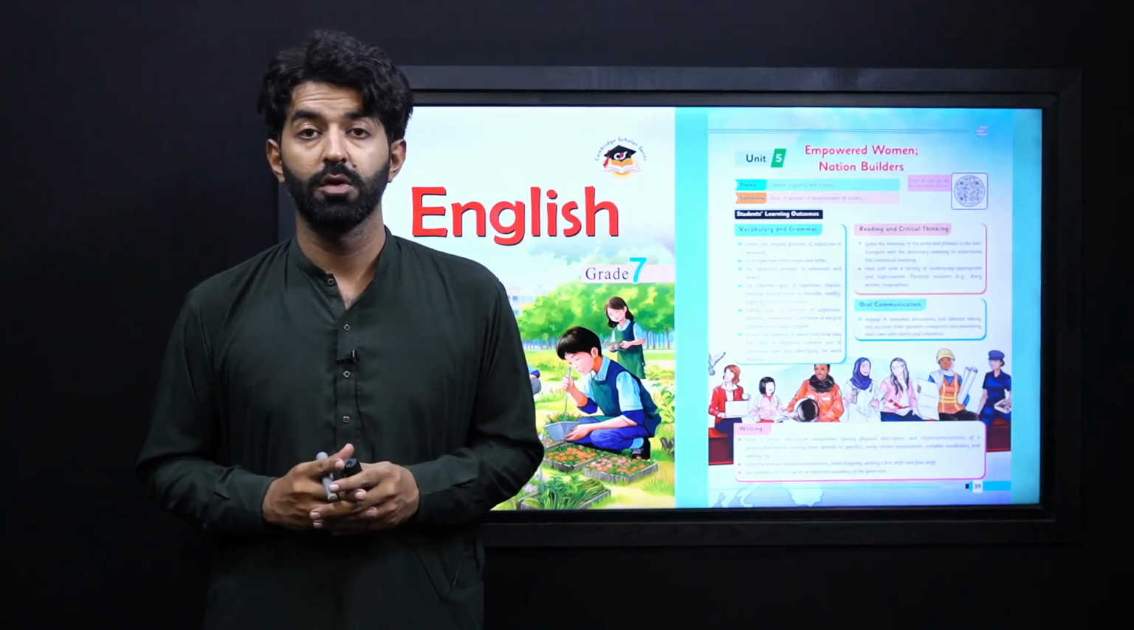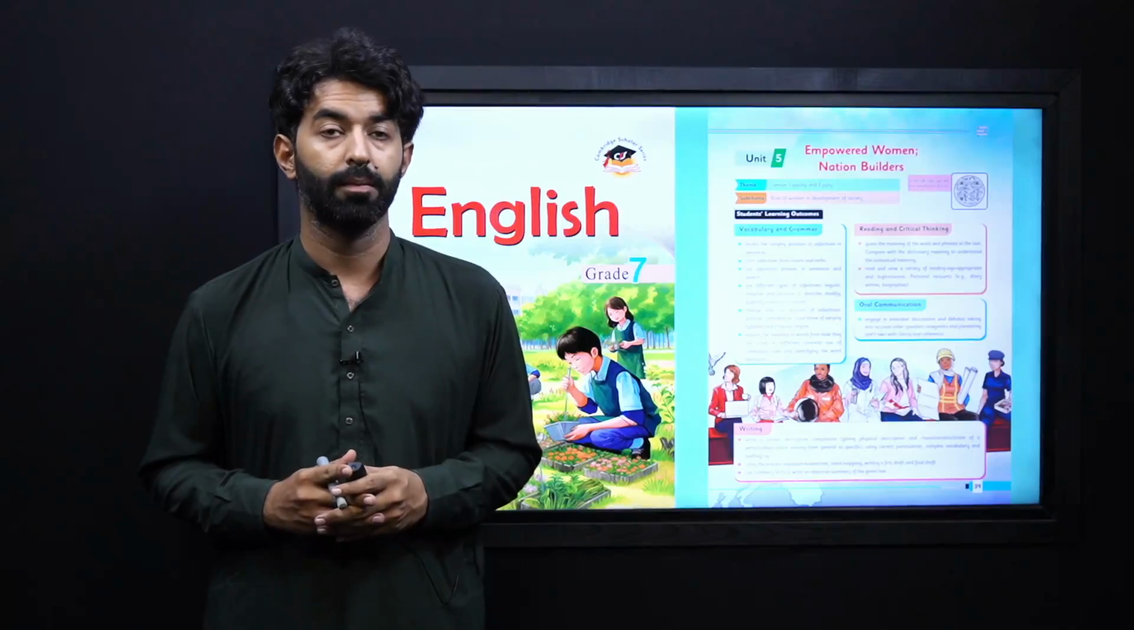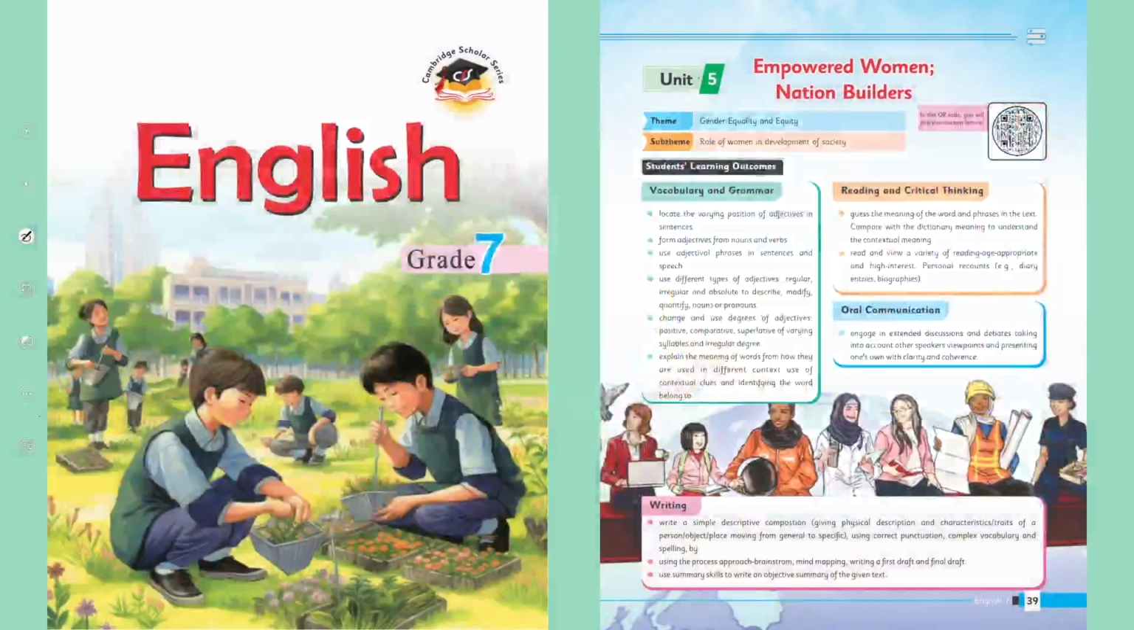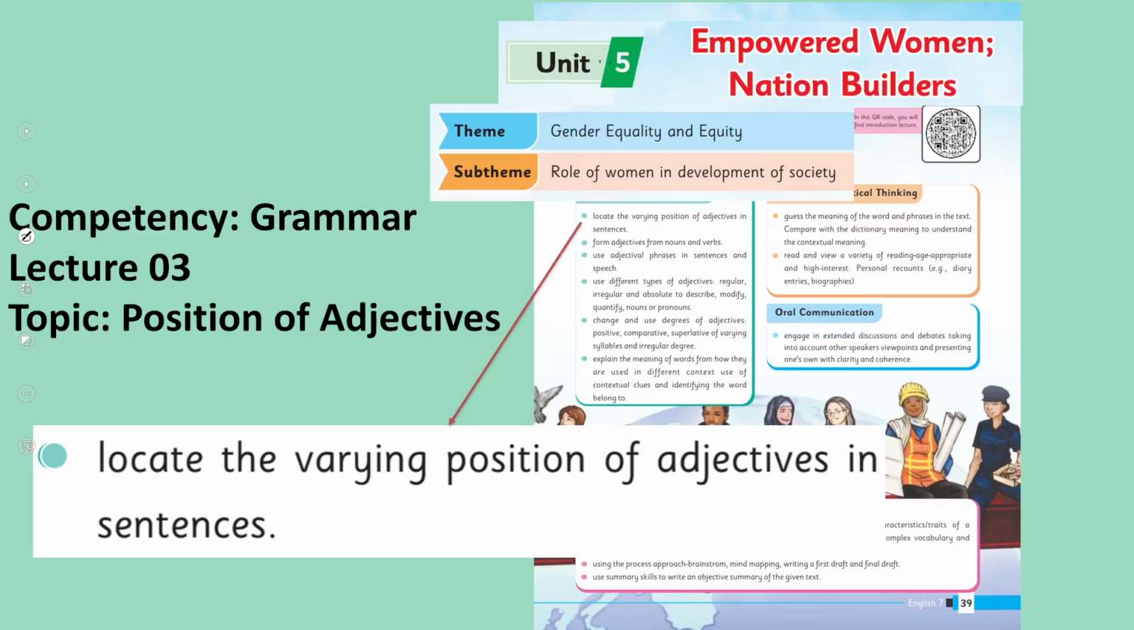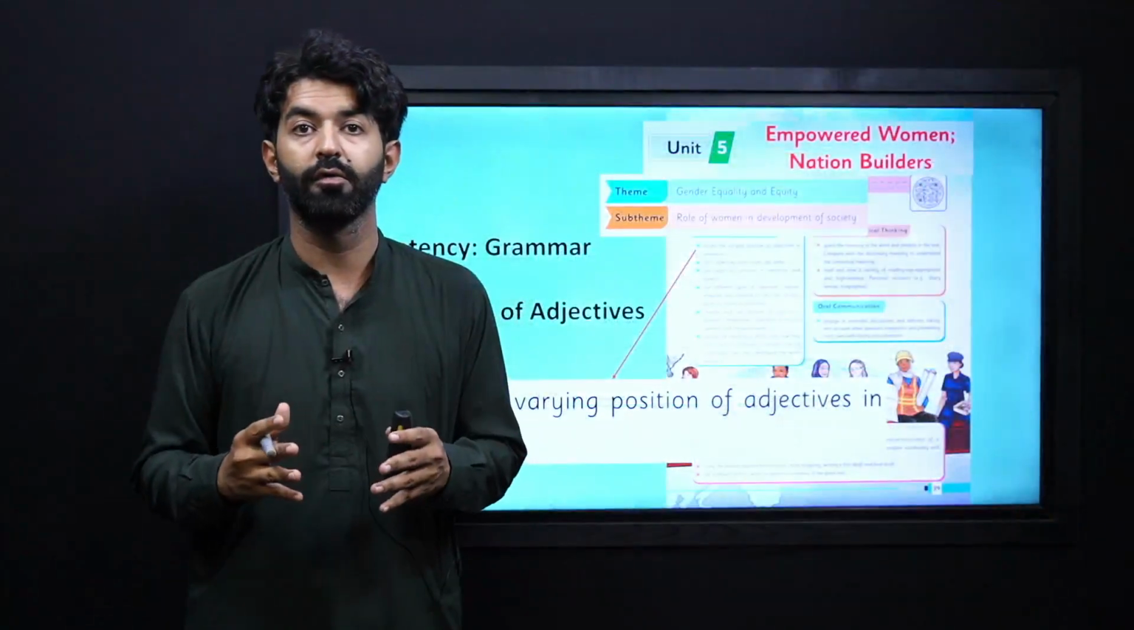Now we are going to cover another SLO from our unit number 5. The title is Empowered Women, Nation Builders. Now we are going to cover an SLO from our grammar competency, and today we are going to talk about the positioning and ordering of adjectives.